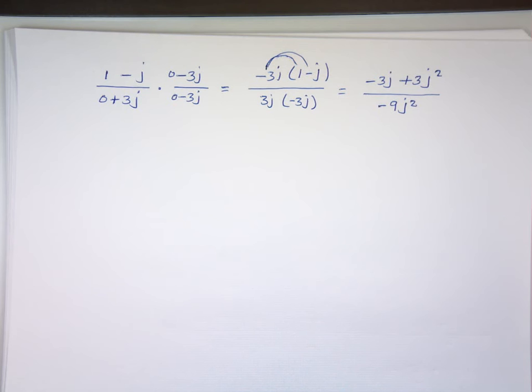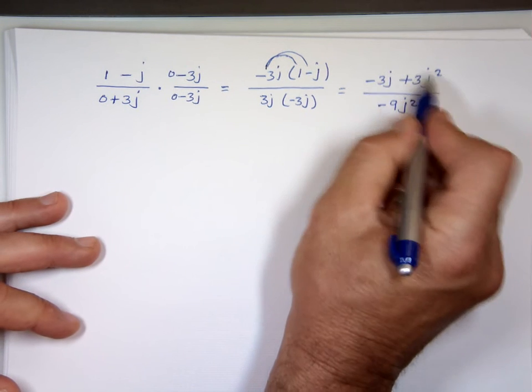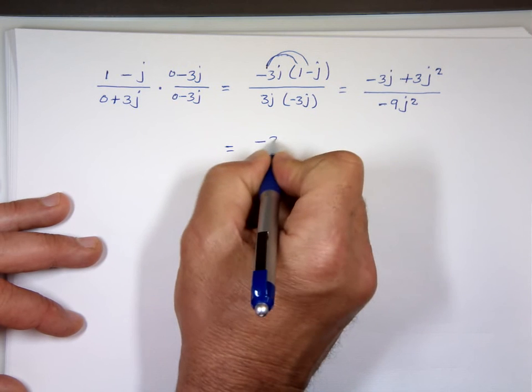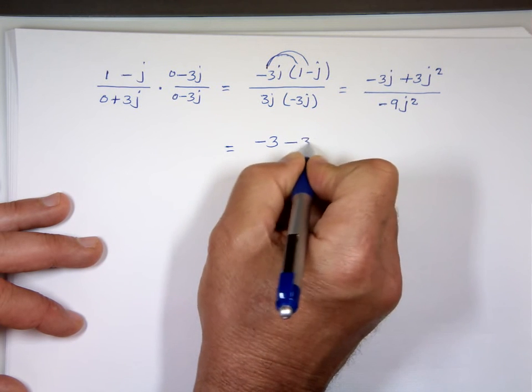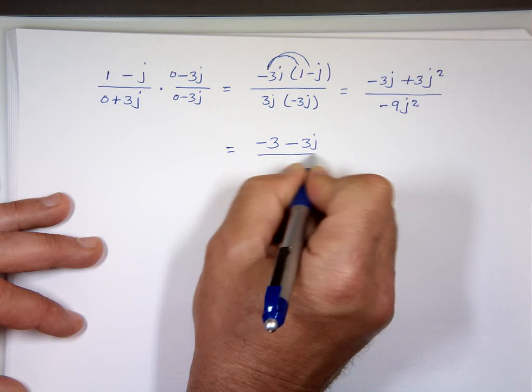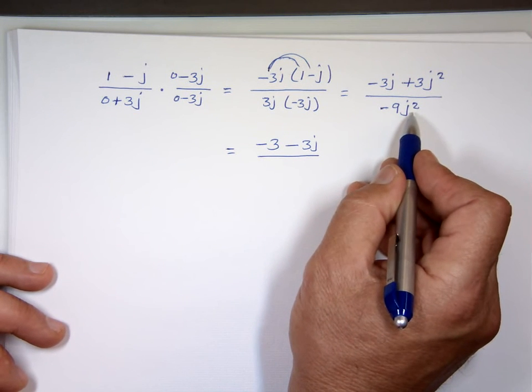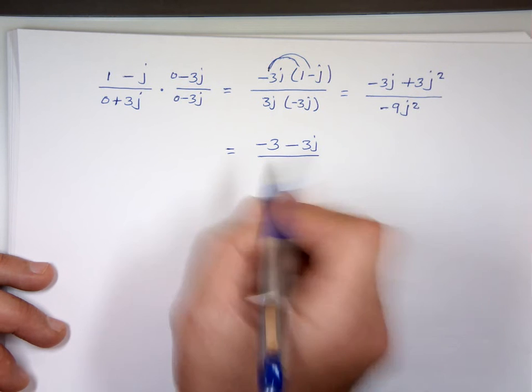j squared is a minus 1. It will make that what? Negative 3, minus 3j. j squared is what? Minus 1, which is going to make that plus 9.